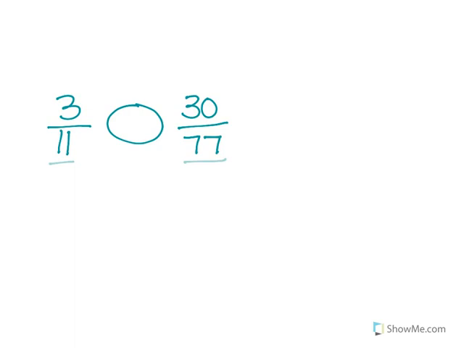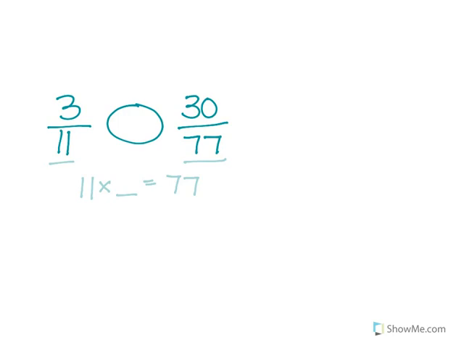Let's do 3/11, and I want to compare it to 30/77. What's my first step? You're right, it's to look at the denominators. Okay, what's the second step? You're right, it's to ask myself, can I multiply 11 by anything to get to 77? So I'm going to give you a second to come up with what that could be. Count on your fingers. If you need to pause the video, pause it.